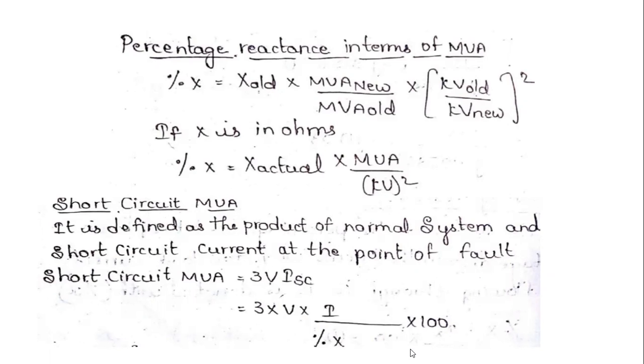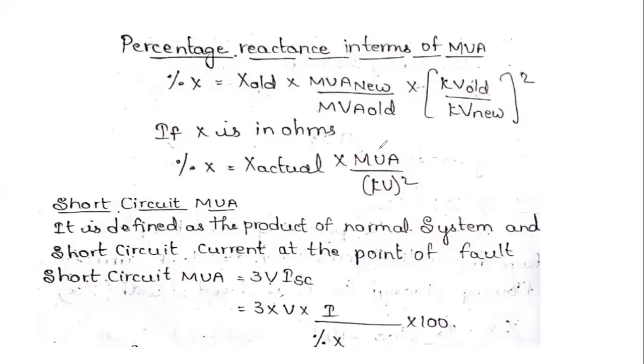What is the percentage reactance formula? Percentage X is equal to X old into MVA new by MVA old into (kV old by kV new) whole square. Understand? This was already used in the first unit.